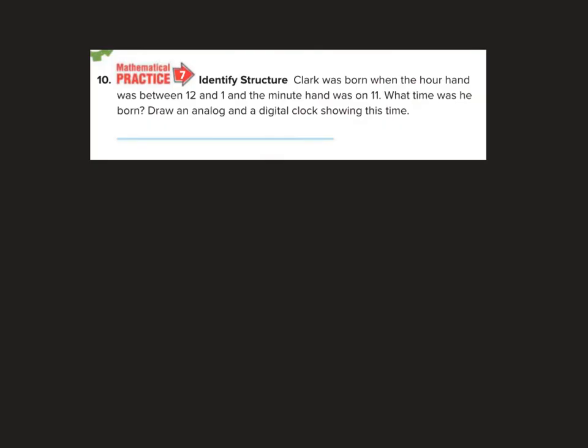Okay, Clark was born when the hour hand was between 12 and 1. So that means it's 12. Has not yet reached the 1, so it's got to be 12. And the minute hand was on 11. So it's not the minute 11, it's the number 11. So I have to do 11 times 5 is 55. 12:55. What time was he born? 12:55. And draw an analog clock showing this time.